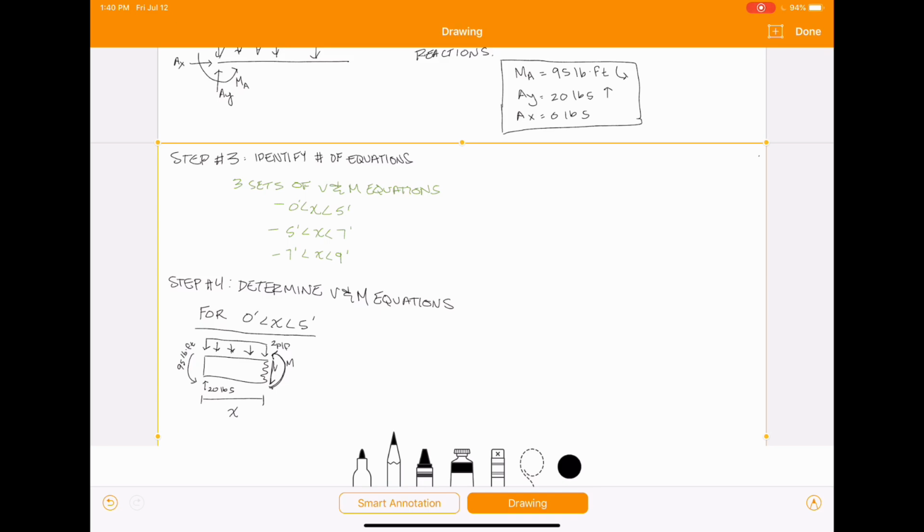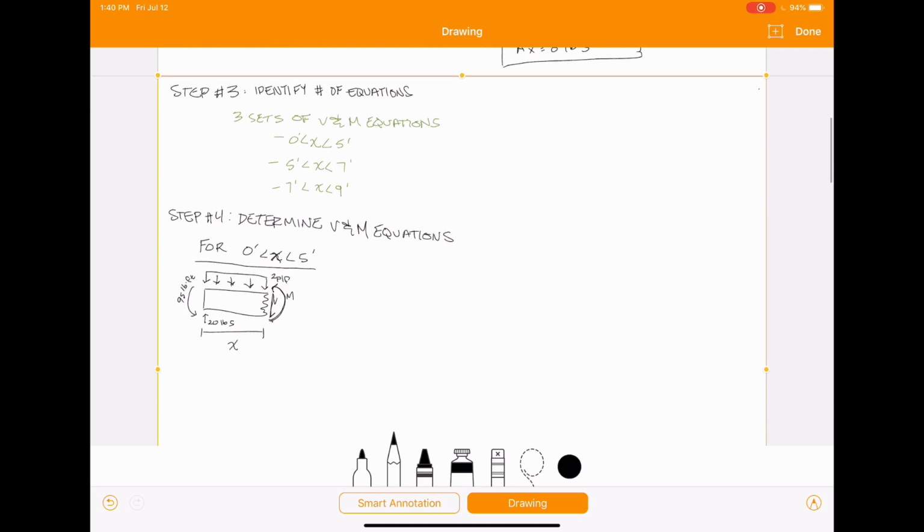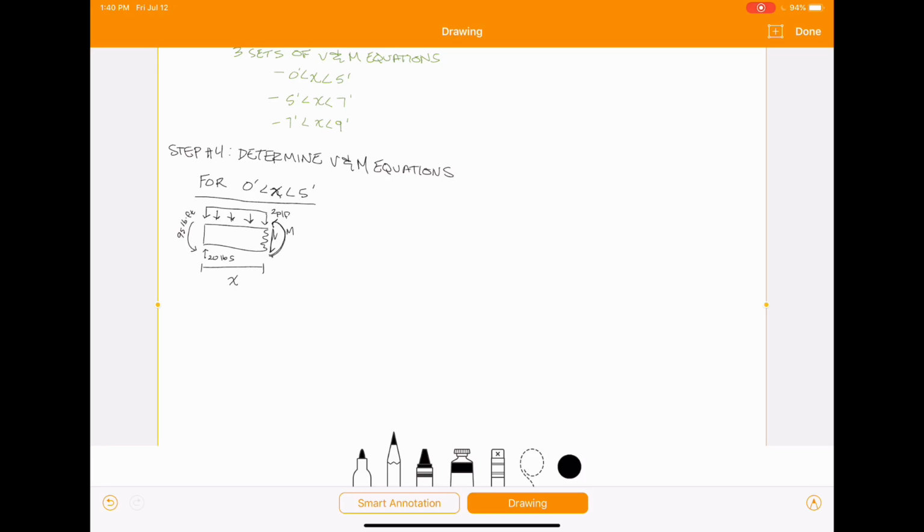So now that we've got our free body diagram for our section being cut at a distance x between 0 and 5 feet, we can go ahead and use our equations of equilibrium to solve for V and M. So we're just going to go ahead and start with our sum of forces y equals 0. I'm going to select up as positive. Again, this is just the same thing we did in our last video, in the internal forces video, where we're just solving for V and M.